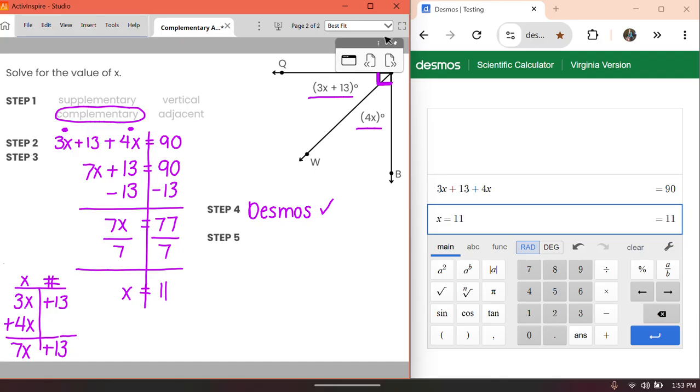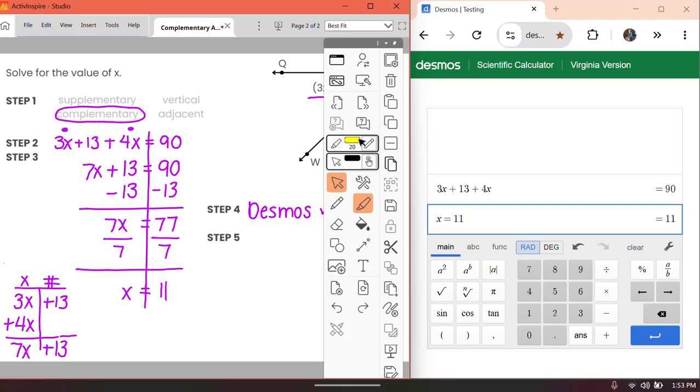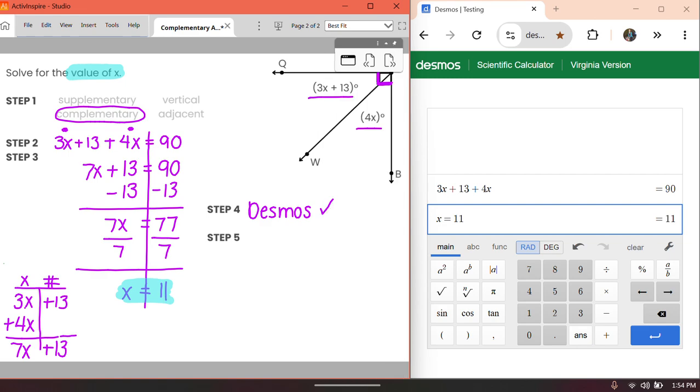All right, the very last step is to make sure that we answered the question. So let's go back to that question that I almost skipped in the beginning. It says, solve for the value of x. Okay, and I found that x equals 11. So does that answer my question? Yes. X equals 11 is the actual answer that they wanted in this question. And that is the end.